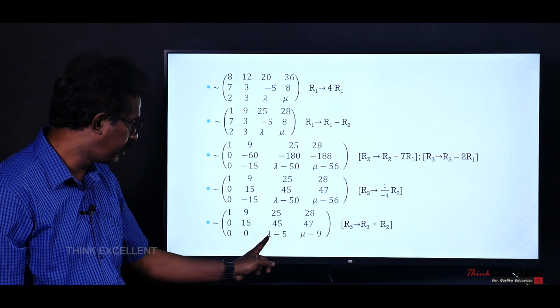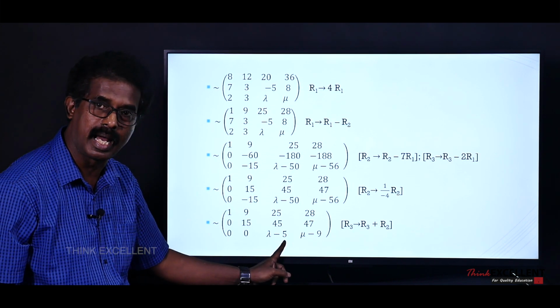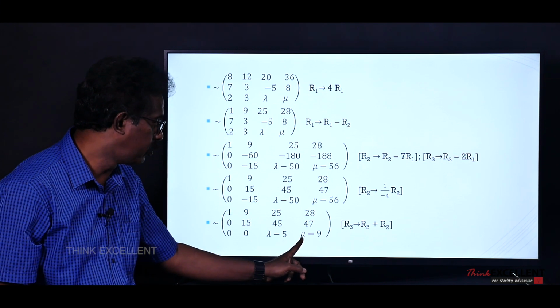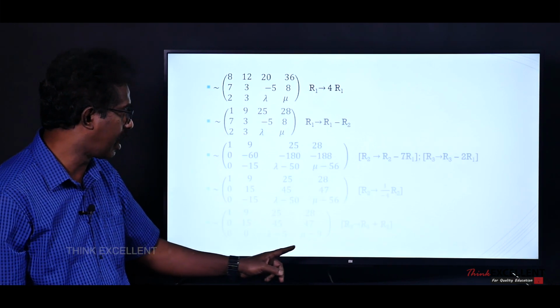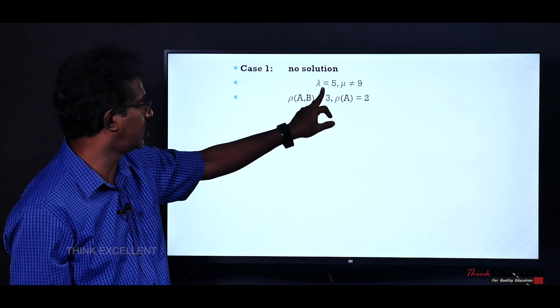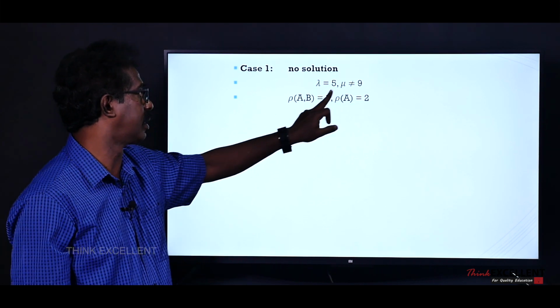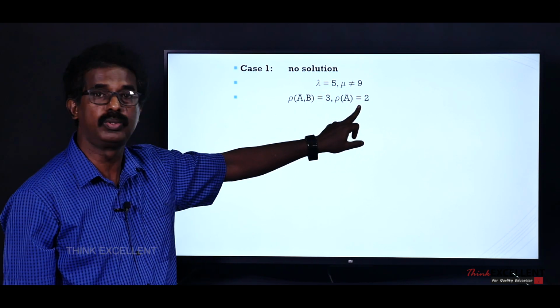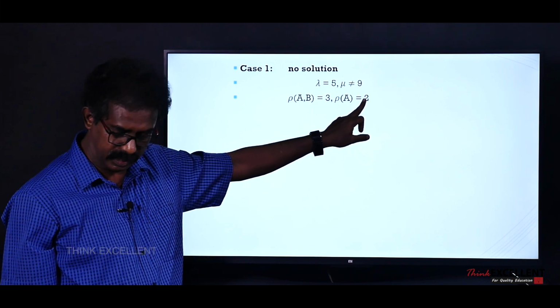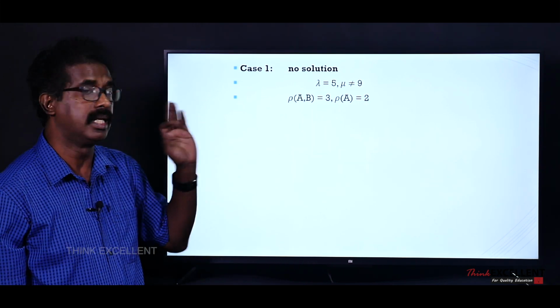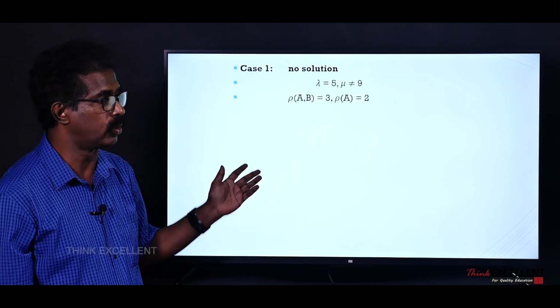So here lambda equal to 5, and mu not equal to 9. Lambda equal to 5 and mu not equal to 9. Rank of AB is 3, rank of A is 2. So the ranks are not equal. Ranks are not equal means what do you say? Inconsistent. There is no solution.